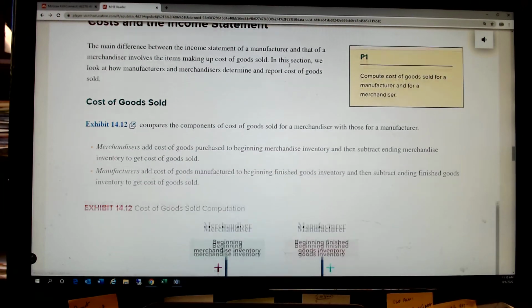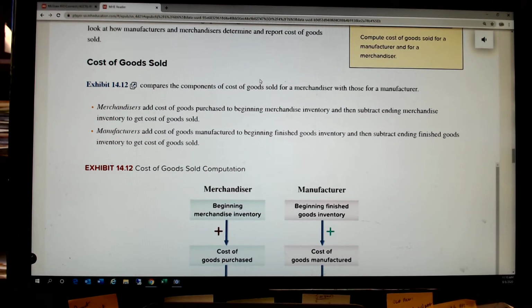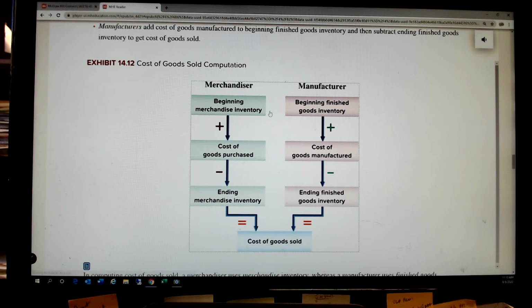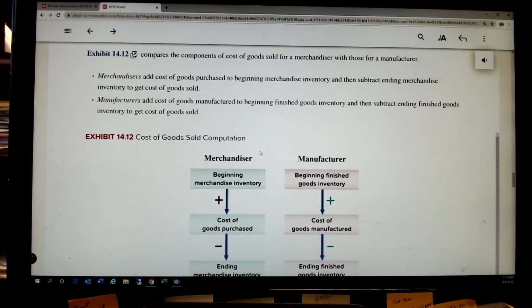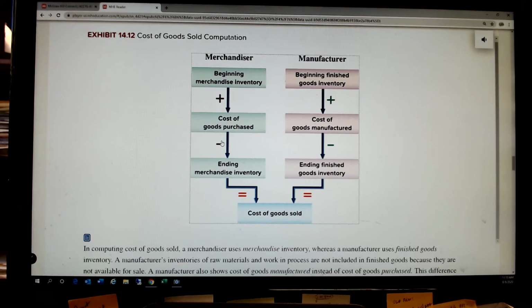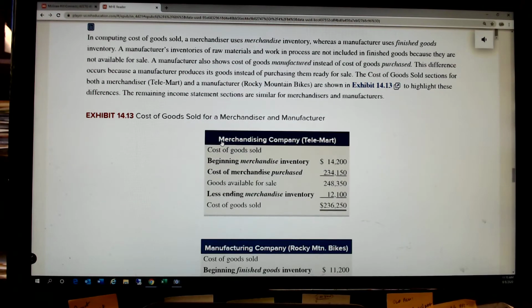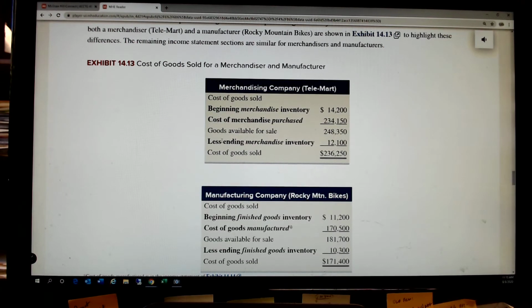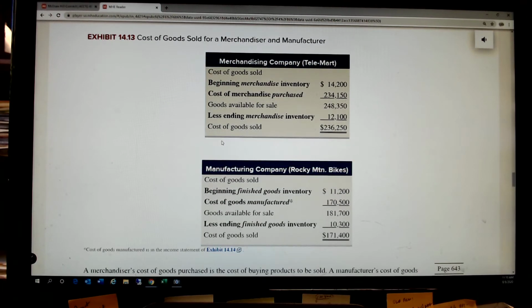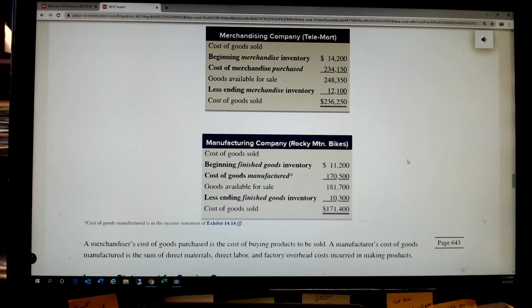How about the income statement? Well, the income statement, this confuses me. I don't know that maybe we'll come back to that, but that really kind of confuses me. How does the income statement look for a merchandiser as opposed to a manufacturer? Okay, well, I think what I'm going to do is give you an example of this, and then we'll go back and look at it.